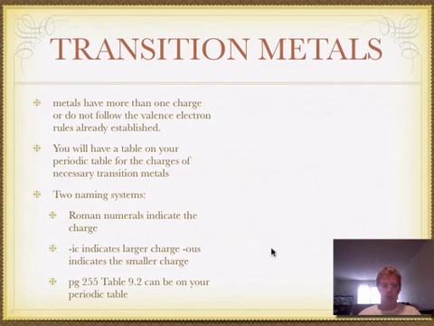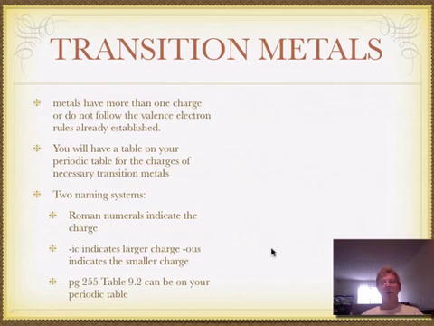Now, if we look at the transition metals, which are on page 255 in the orange textbook, these are metals that have more than one charge or that do not follow the valence electron rules already established. So you will need this table on your periodic table. And there are two naming systems that we could use. One is we could use the Roman numerals. And so based on the number of Roman numerals, that indicates its charge.